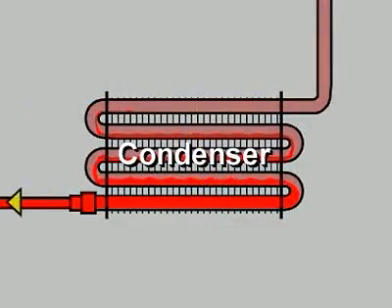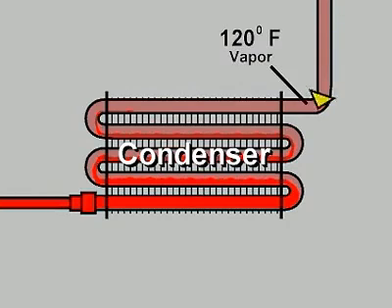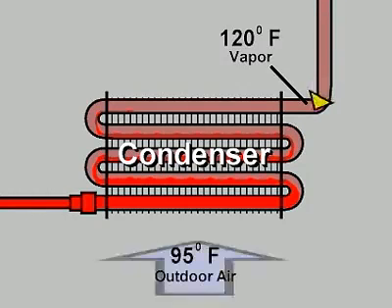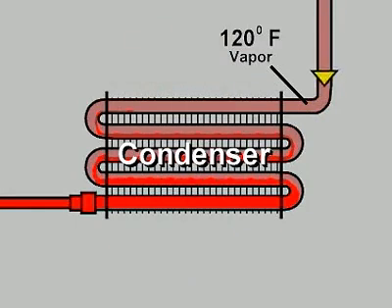The air-cooled condenser is a plate fin coil with copper tubes. Outdoor air flows between the aluminum fins and over the outside of the copper tubes, while the refrigerant flows through the copper tubes. As the 120-degree refrigerant vapor flows through the condenser tubes, it rejects heat to the 95-degree outdoor air and condenses into a liquid at 120 degrees.